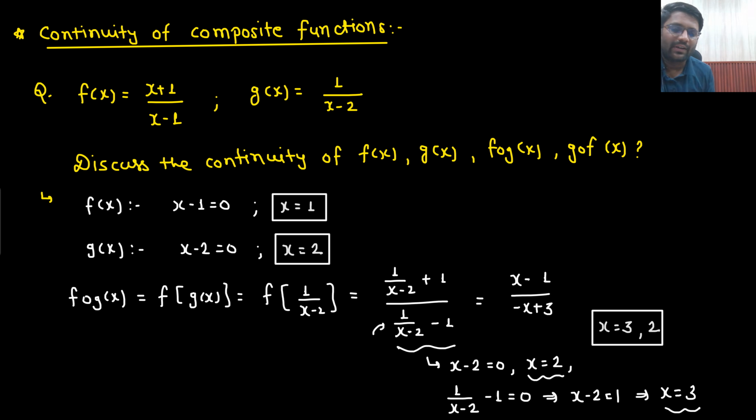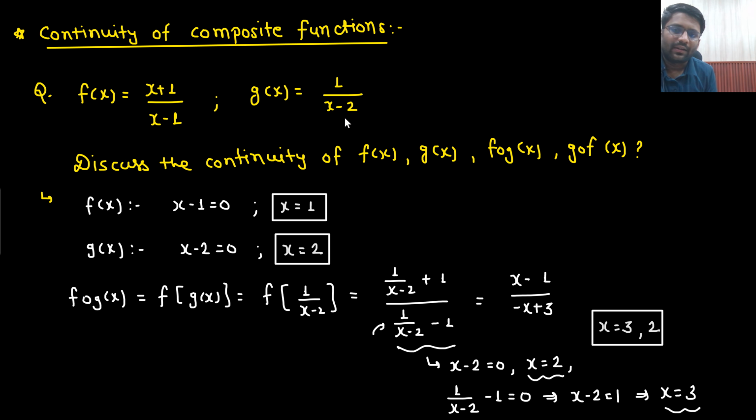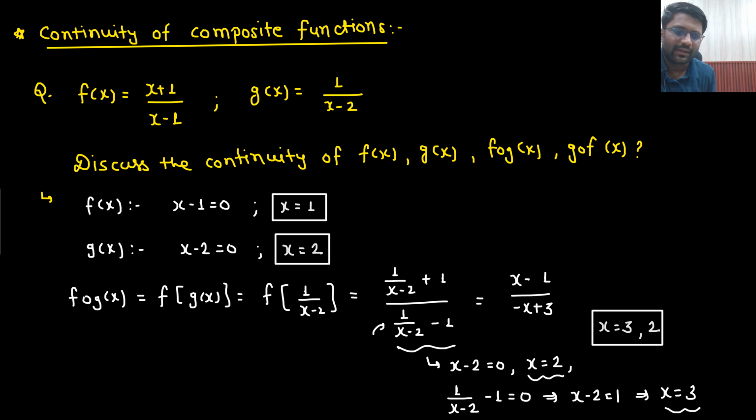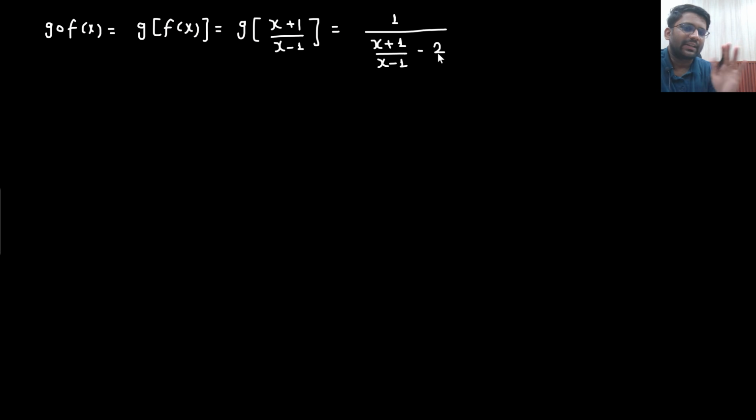Yes sir, g of f of x I need to do. What is f of x, sir? f of x is nothing but x plus 1 divided by x minus 1. So here I need to put 1 upon x plus 1 upon x minus 1, and here there is minus 2. So just as I have put up the value, from here I need to give the result, not from the final answer.